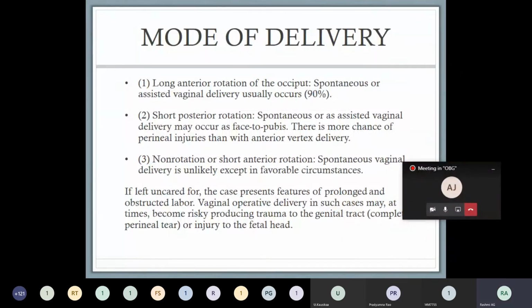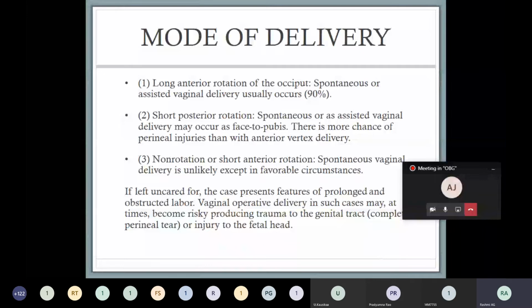So coming to the mode of delivery, there is a long anterior rotation of the occiput. Spontaneous or assisted vaginal delivery usually occurs in 90% of the cases. In some cases, there is a short posterior rotation. In such cases, the delivery occurs by face to pubis, and in face to pubis, since the head comes out by flexion, there is more chance of perineal injuries than with the anterior vertex delivery.